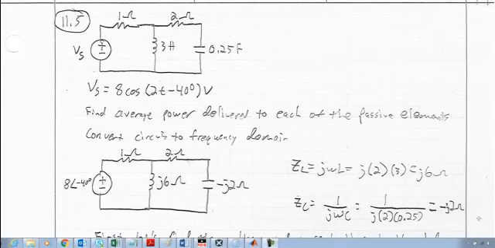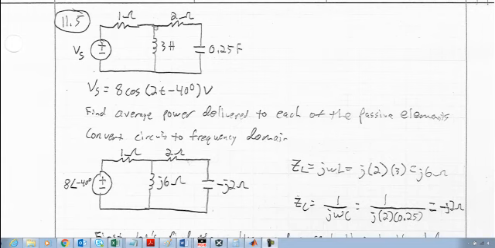This is a solution to problem 11.5 from your textbook. This is a very interesting problem because, as we're going to see over the next few pages, this is going to combine a lot of the circuit analysis techniques that we have learned from previous chapters and ultimately allow us to get into some average power analysis.